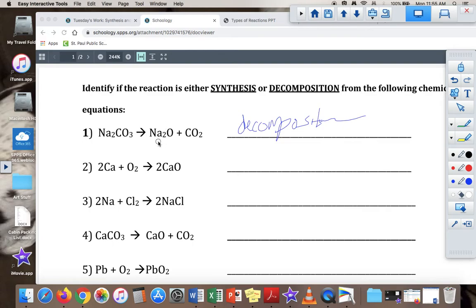All right, and again, one reactant, two products. If you need to make that note somewhere on the worksheet, please do so. Now we look at the second problem. All right, so notice we have two reactants here, calcium plus oxygen, okay? And my product is single. It is calcium oxide. So here we're forming a relationship. So because we're making something, it is a synthesis reaction.